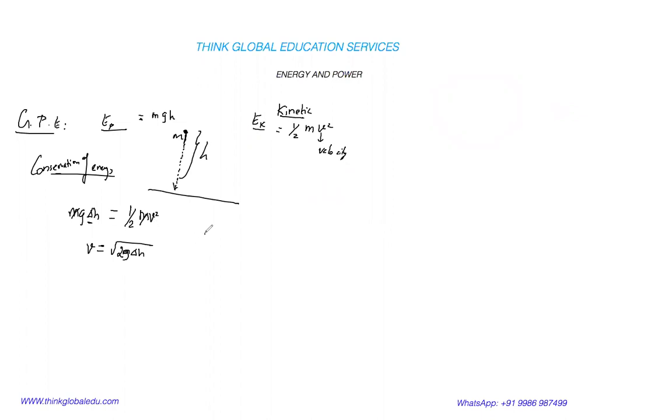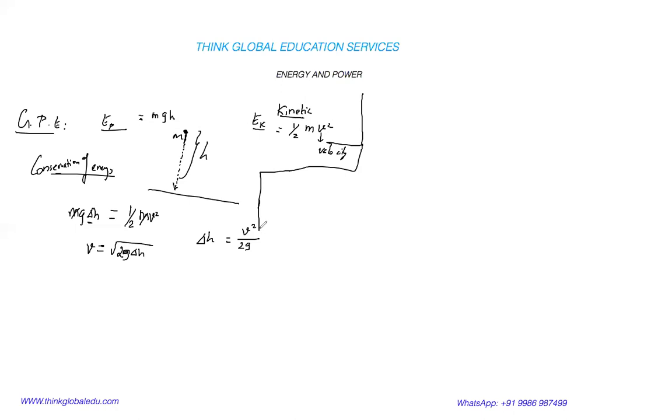We can also rewrite the equation to find the height. The change in height is equal to, again the mass cancels, v squared divided by 2g. Here also mass doesn't matter. So now we have discussed potential energy, gravitational potential energy, and kinetic energy.